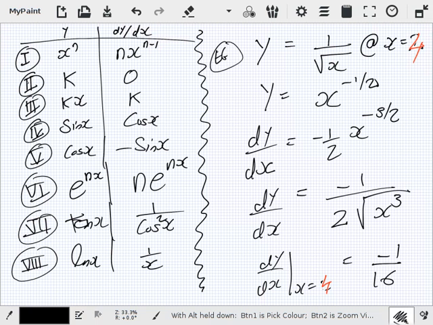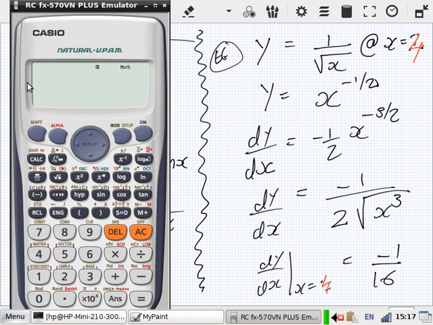I'll just open the calculator here. You can obviously do this on that calculator, right? That looks like it, yeah. So, we can check the answer on the calculator because we have this function on the calculator.